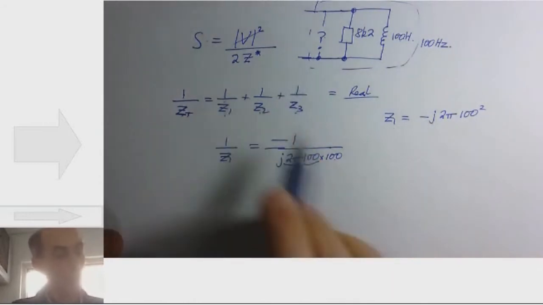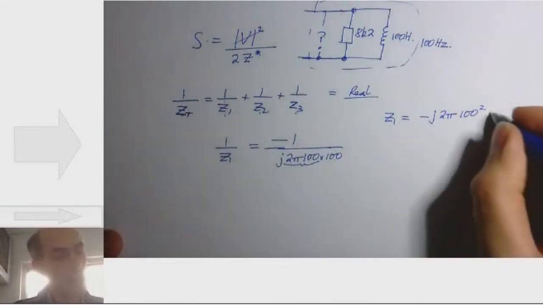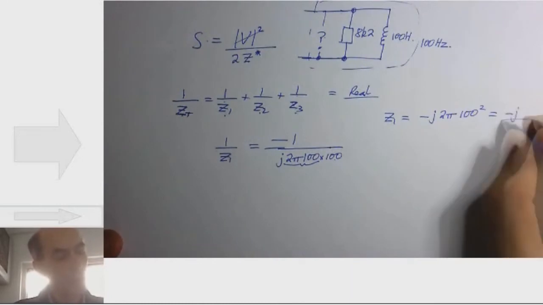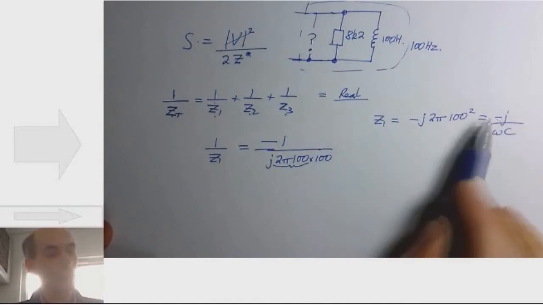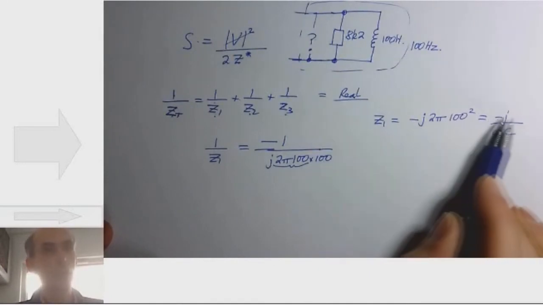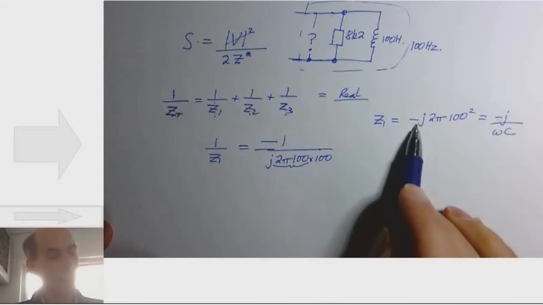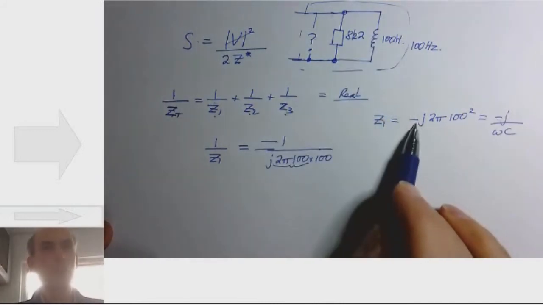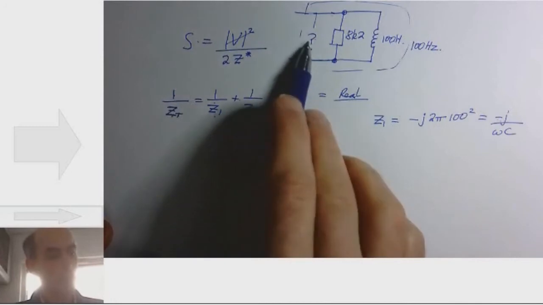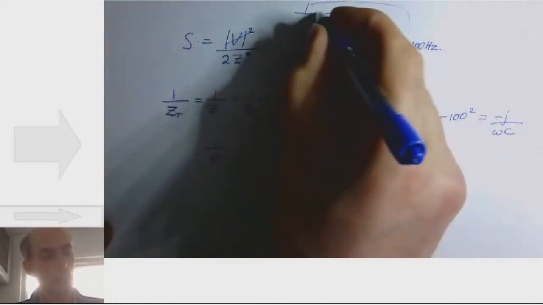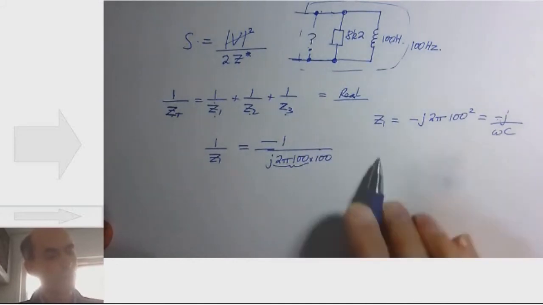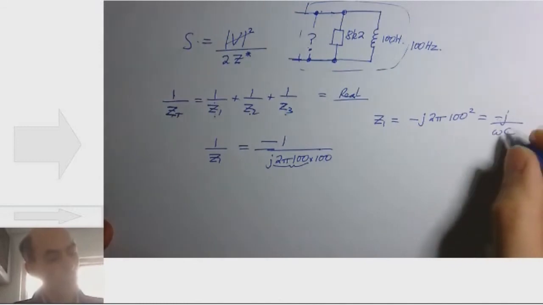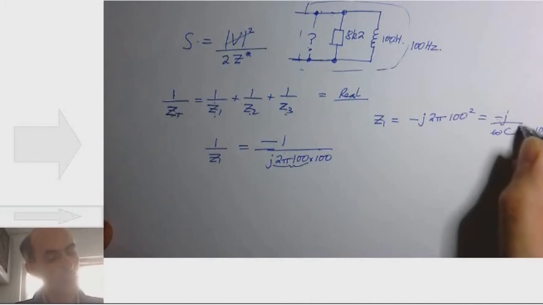Now, a capacitor does have an impedance which is minus j over omega C. So it has the right sign. It's completely imaginary and it's negative imaginary, which is exactly what I want to cancel out the impedance of this inductance. So that capacitor there, this component here, has got to be a capacitor, and its value is given by this expression here. Omega is just 2 pi times 100 again.